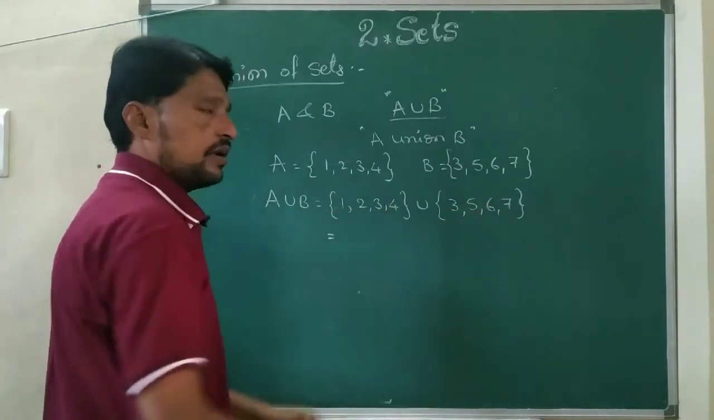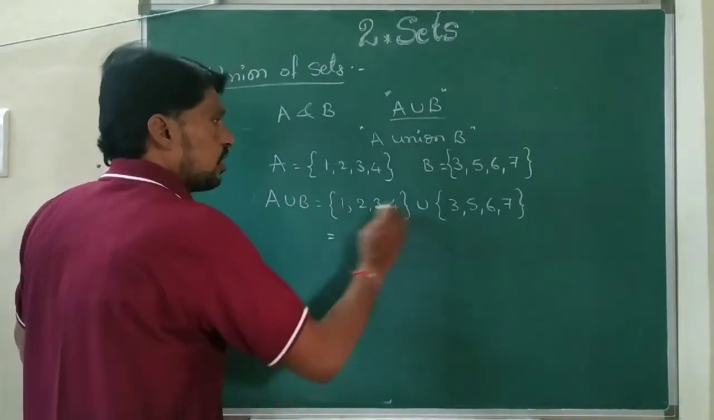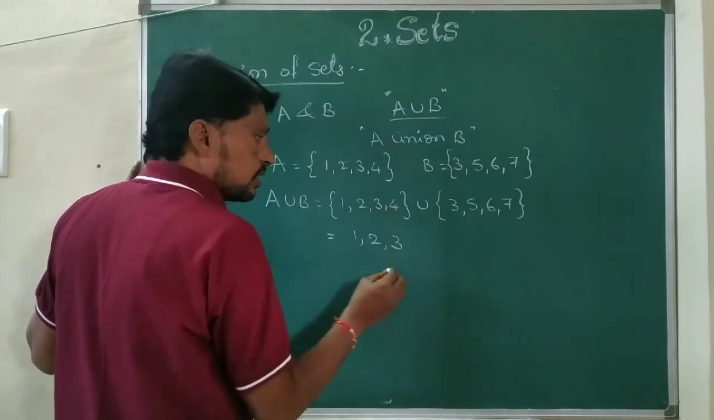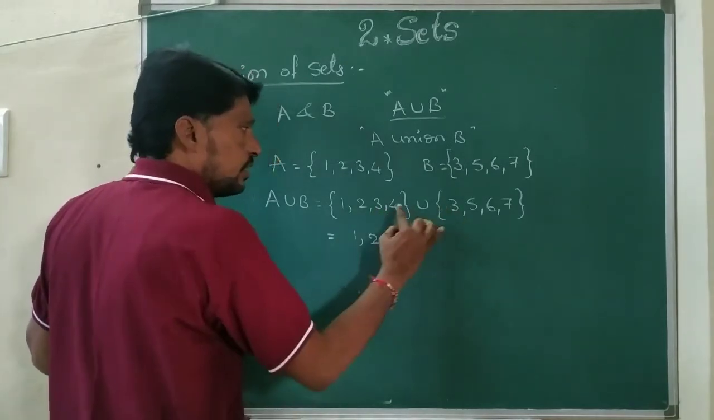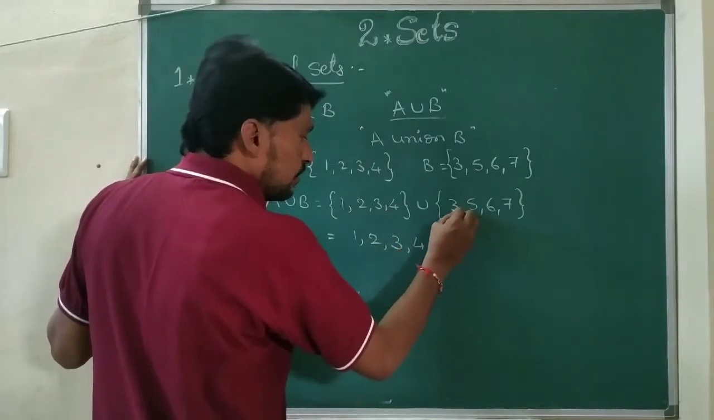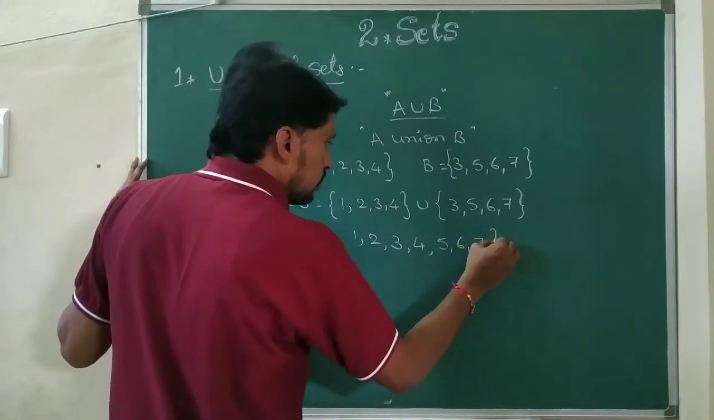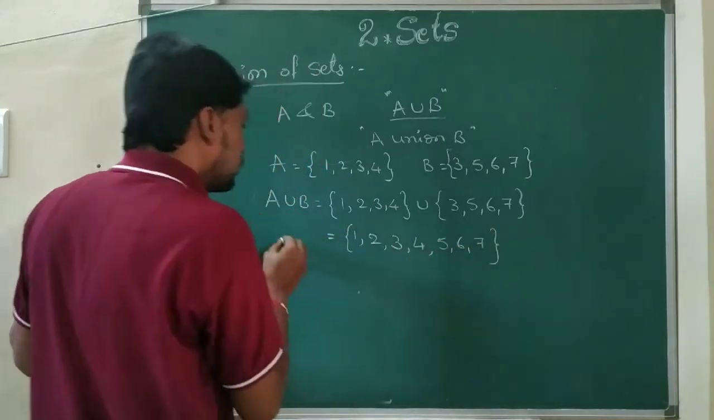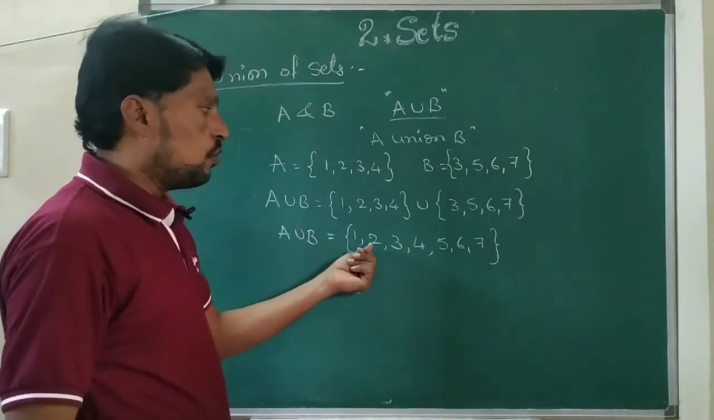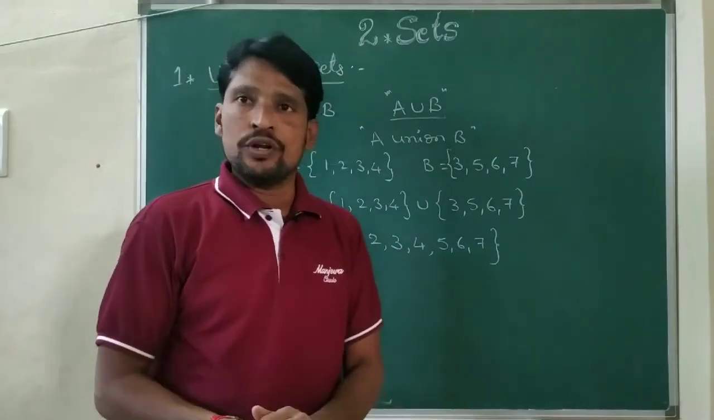All the elements, either individual or common, we need to write. So 1, 2, 3; here 3, and in this set also it is 3. So 3 is the common. Once we need to write it, and 4; we already wrote the 3, so no need to repeat. Then 5, 6, 7. So A union B equal 1, 2, 3, 4, 5, 6, 7. This is the union of sets.